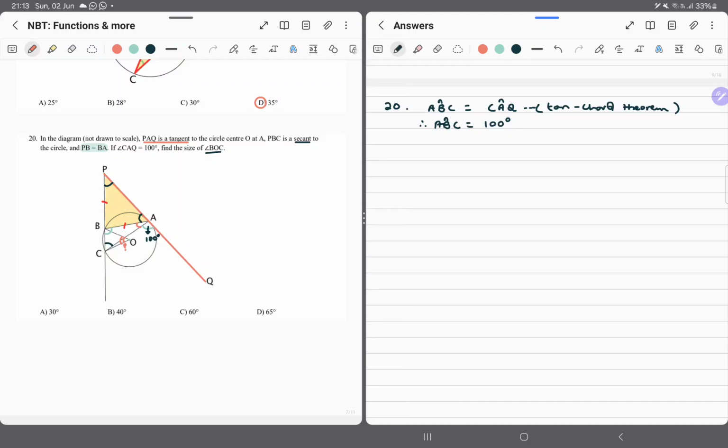That's important. Let's just start by saying in triangle ABP, we will appreciate that angle PAB is equal to angle P. These are angles opposite equal sides, with PB equaling BA. Okay, all right.